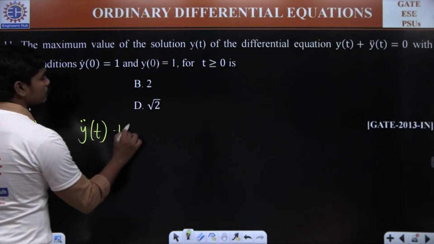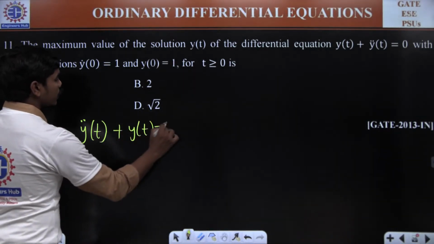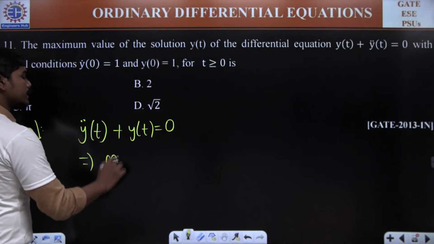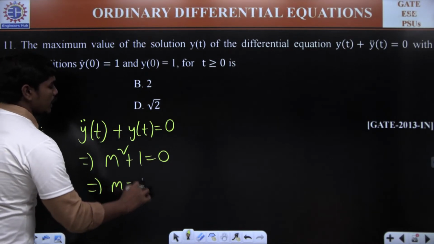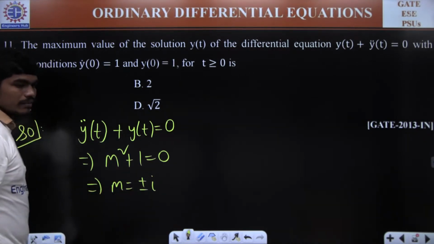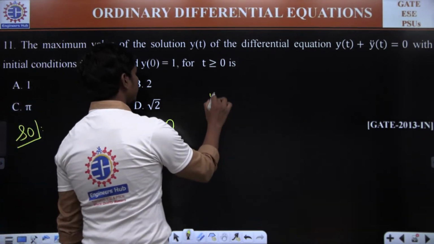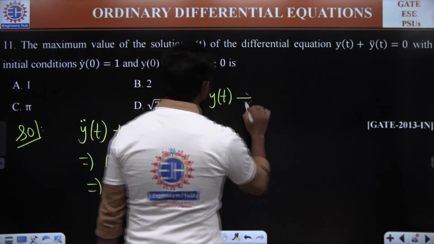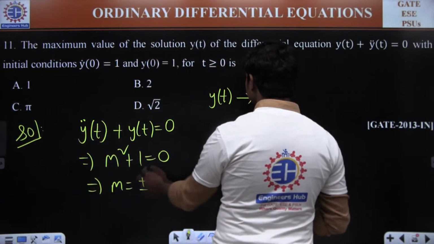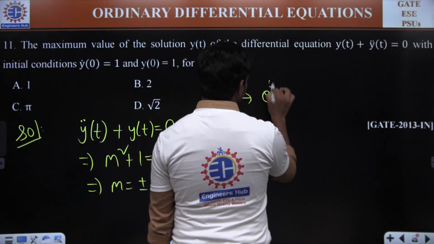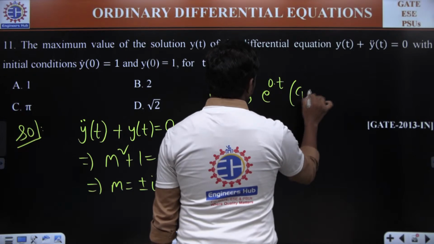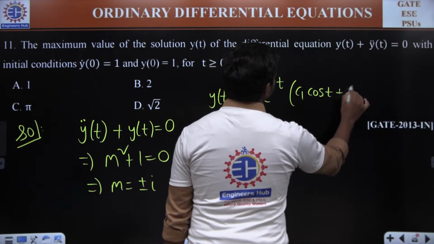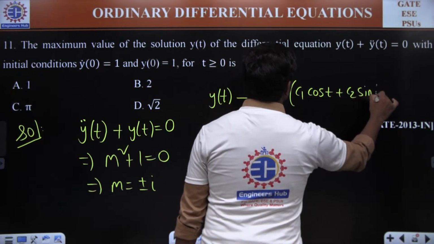So y double dot of t plus y of t is equal to 0. Undoubtedly, the auxiliary equation for this is m square plus 1 is equal to 0, so m is equal to plus or minus i. Since these are imaginary roots, the solution is y of t equal to e power 0 into t, into c1 cos t plus c2 sin t.